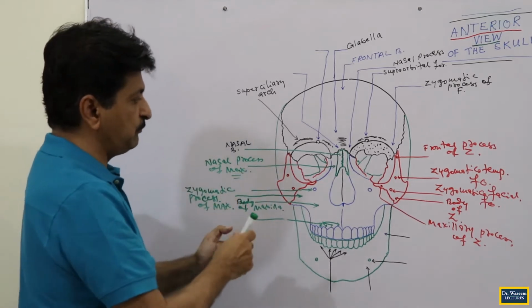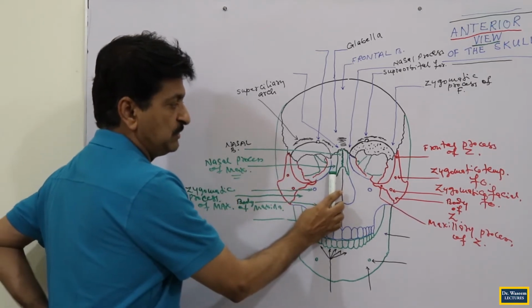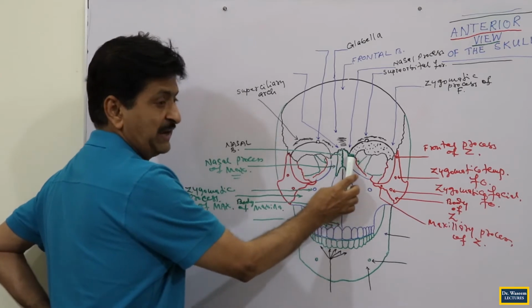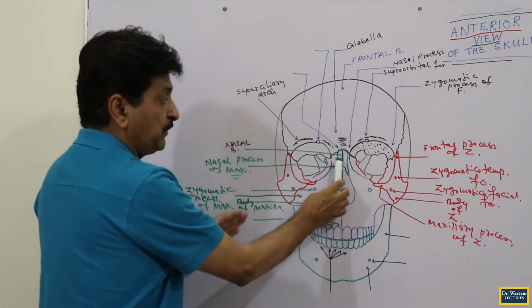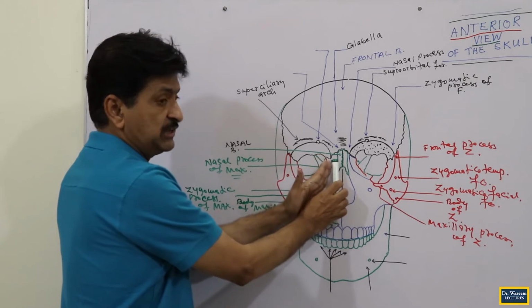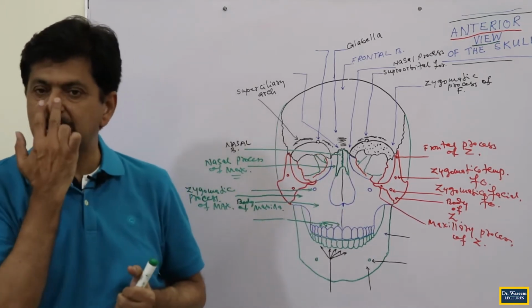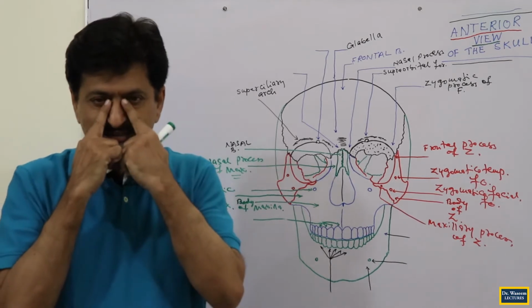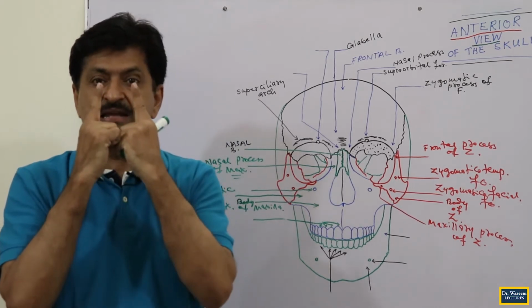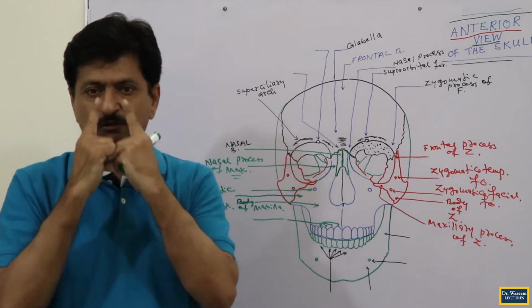Now, if the nasal process of maxilla is going from the left, it is going from the right also. And they will not meet each other in the center, because in the center there are already the paired nasal bones. Paired nasal bones are going from the center, and from the sides there is a pair of maxillary processes. We call them the nasal process of maxilla.